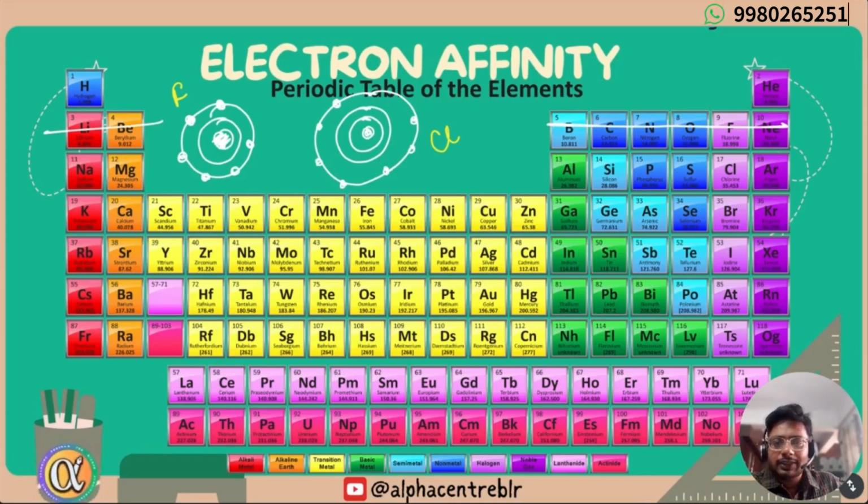Fluorine, if it gains 1 electron, will have 8 electrons in the outermost shell, and chlorine also, on gaining an electron, will have a stable electronic configuration with 8 electrons in the outermost shell. So both are eager to release energy when they gain an electron. As per the trend in size, fluorine is smaller than chlorine, so it looks like fluorine will release more energy.